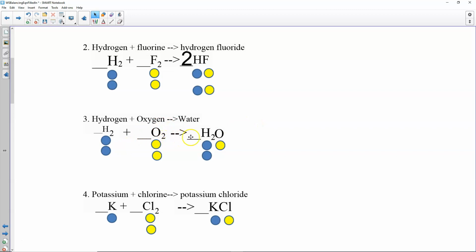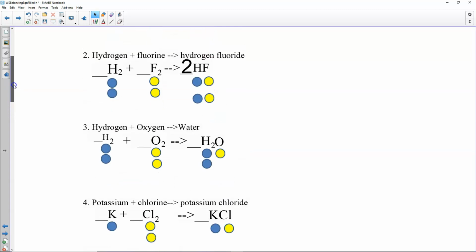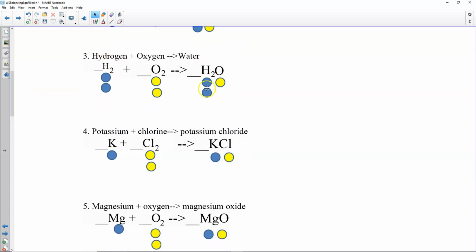Hydrogen plus oxygen going to water. If we look at this, we currently have 2 hydrogens on the left, 2 on the right. On the left we have 2 oxygens and on the right 1 oxygen. So what do we need to do? We need to increase the amount of water. So if we increase the amount of water by putting a 2 in front of H2O, that means we'll have doubled the amount of hydrogen. So we have 4 hydrogens, double the amount of oxygen present in H2O, we have 2 oxygens. So the oxygen is now balanced, but the hydrogen isn't.